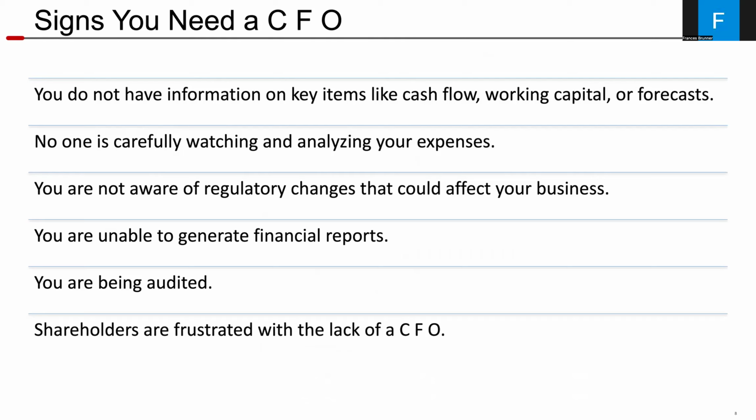You need to be aware of regulatory changes that are affecting your business. This could be within the accounting function. This could be within reporting or communications functions. You need to be able to generate financial reports and have them monitored on a regular basis. If you're being audited and you don't know what to do, then you'll need a financial leadership function. And if you go IPO and have shareholders, then they might be frustrated with the lack of communications, which would otherwise be provided by a CFO.